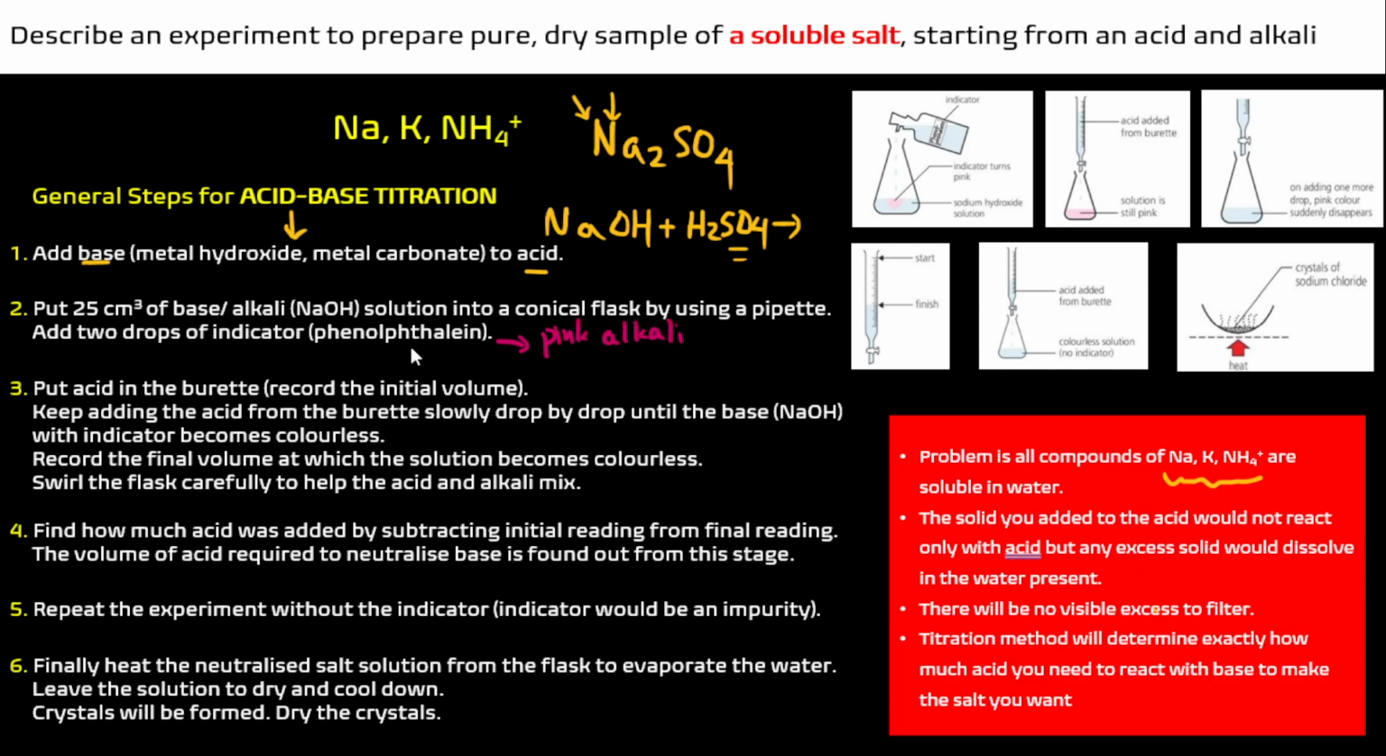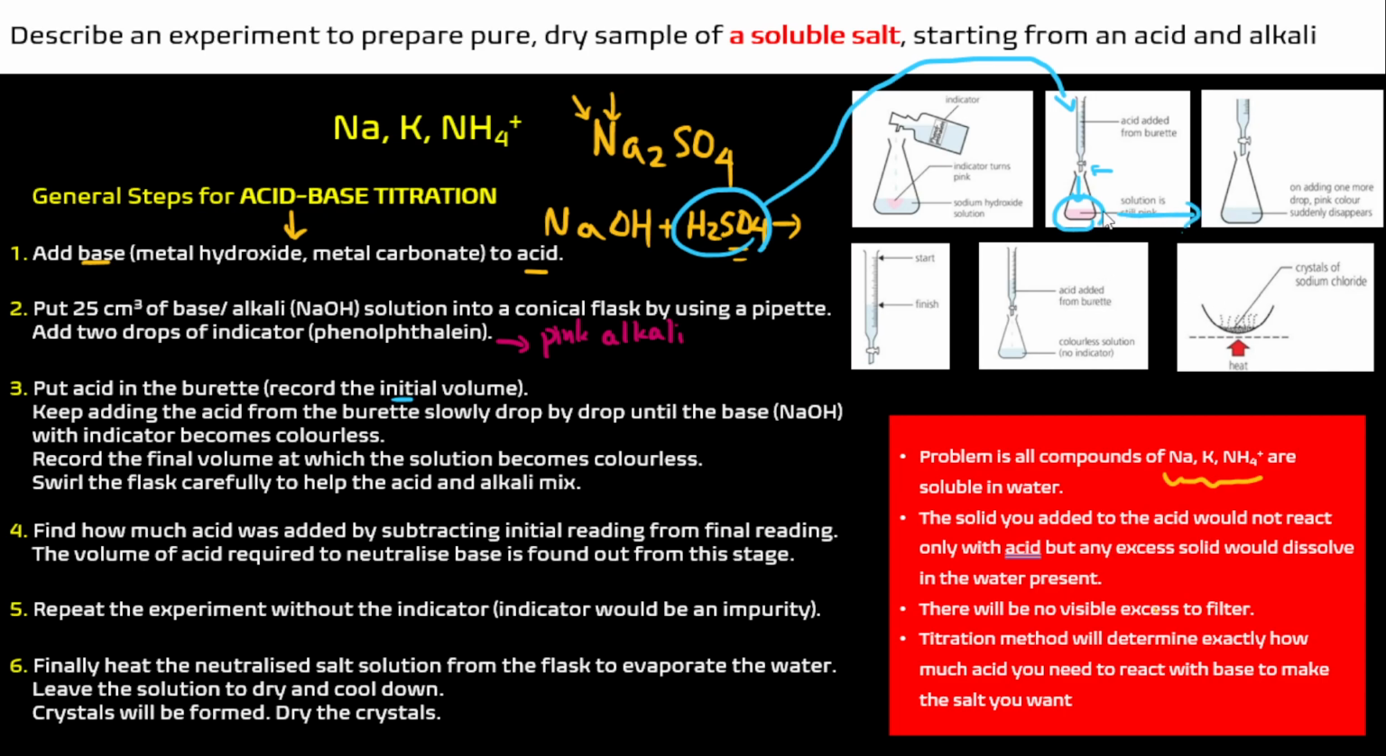Afterwards, we're going to put our sulfuric acid into the burette here. And whatever amount that you fill in, try to record your initial volume. This will become useful later. So by opening this tap, we keep adding this acid from the burette slowly, drop by drop, until the base, the NaOH, which is pink now because we put the indicator inside, goes from pink to colorless.